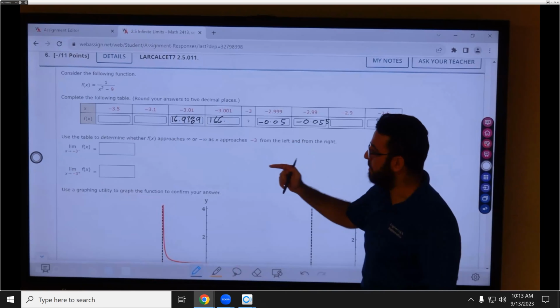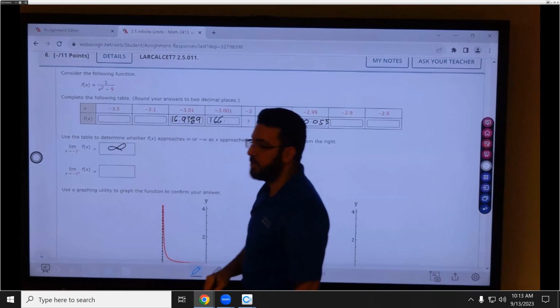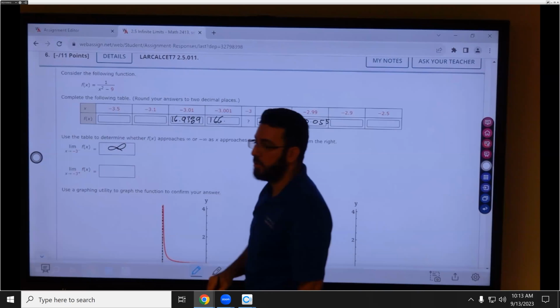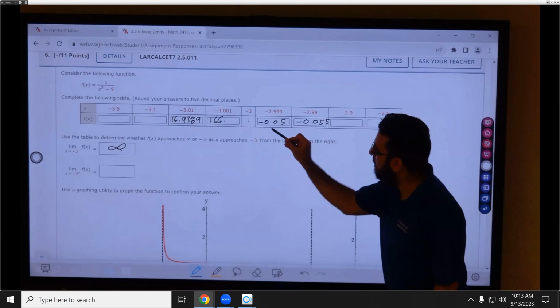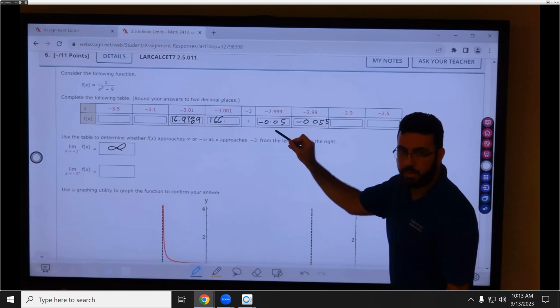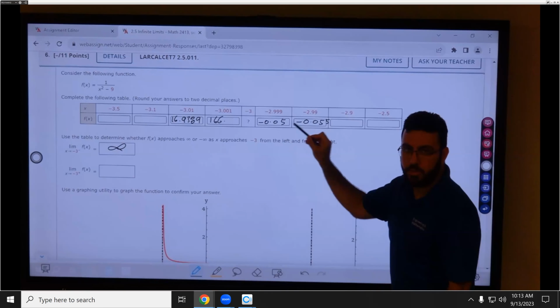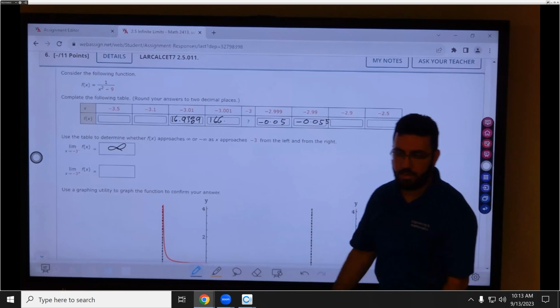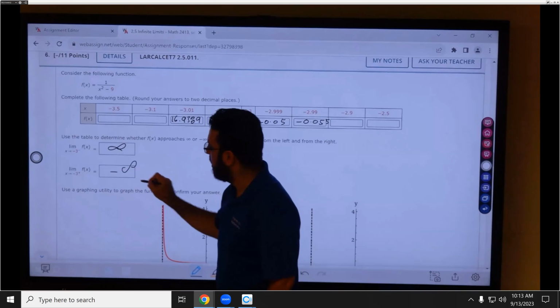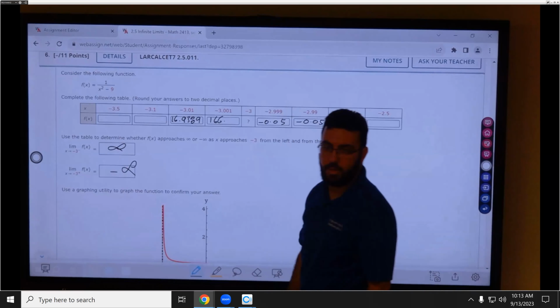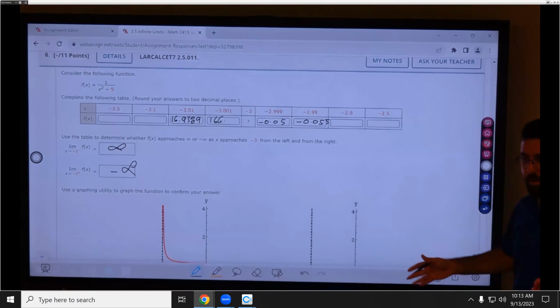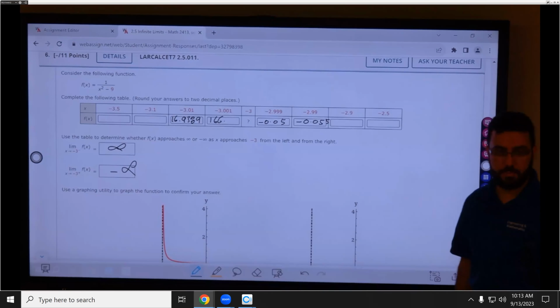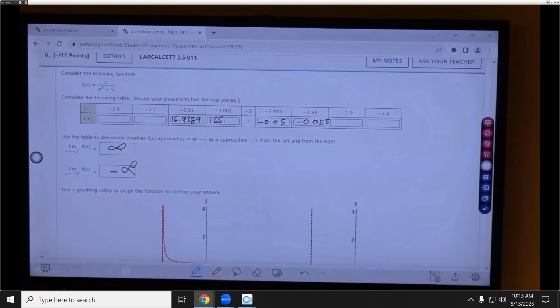That means on the left side, it's going to the positive infinity. From the other side, check where it's going. It's negative, but this number is greater than this one. So the function is going where? To the negative infinity, okay? So you're going to put negative infinity here. So it's the same thing in the table, it's the graph, okay? Let's see our graph.